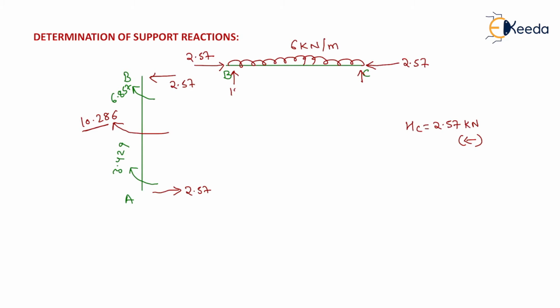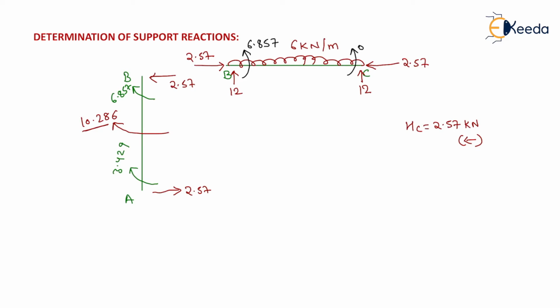So it will be divided as 12 and 12. At BC there will be a moment of 6.857 kilonewton acting in the anti-clockwise direction, so it will be equal to 6.857, and at CB it will be 0. So the net moment acting on span BC will be equal to 6.857.